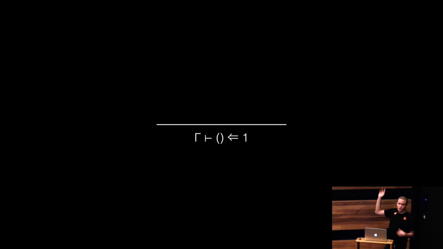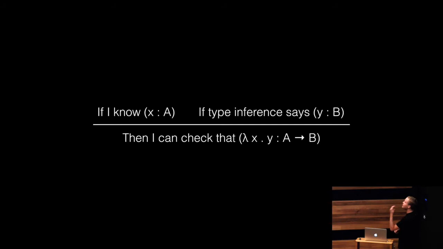One more complicated rule. If I know that X has type A, and if type inference says that Y has type B, if I make a closure, that's what this lambda notation says, if I make a closure taking an X and returning a Y, that must have type A to B. There is no other type it can have.